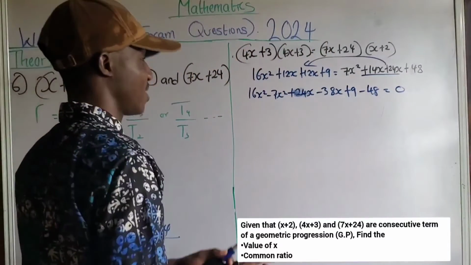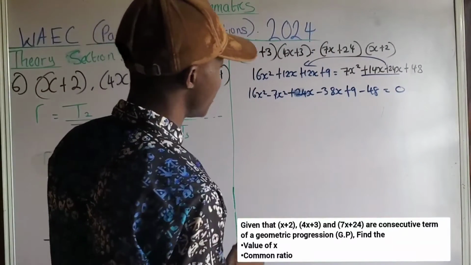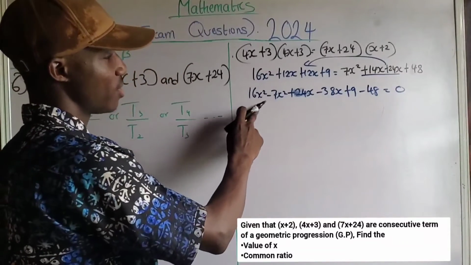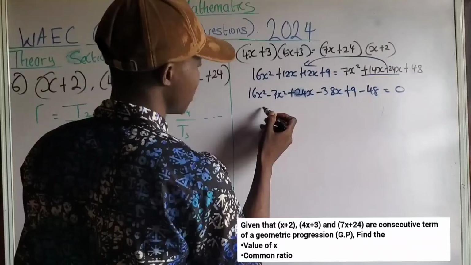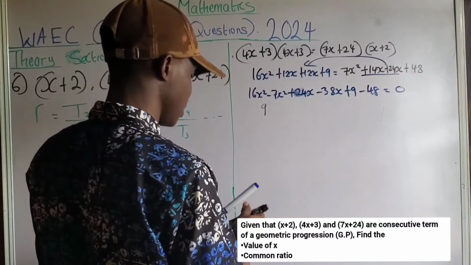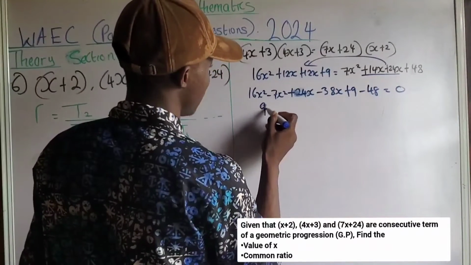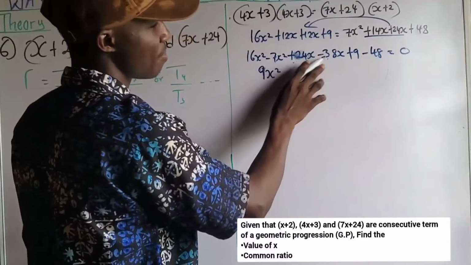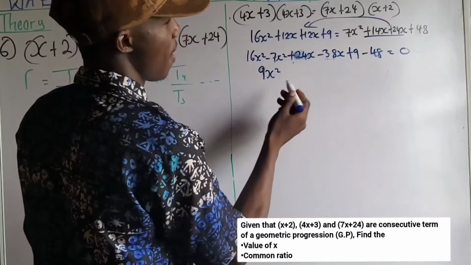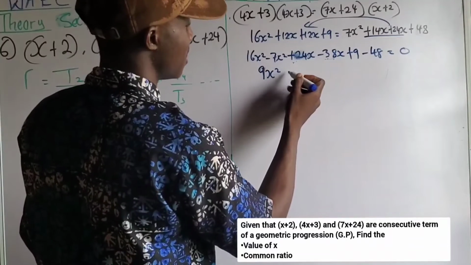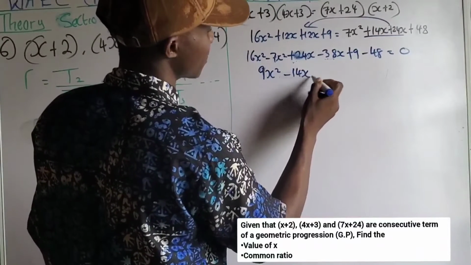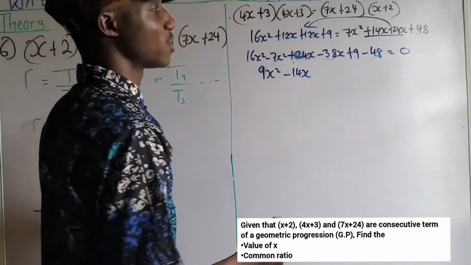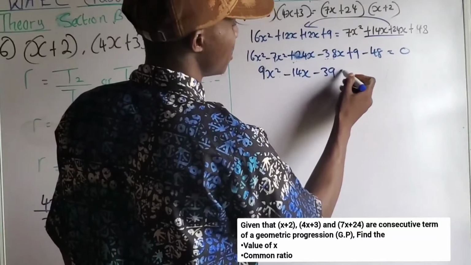Now 16x squared minus 7x squared, that is 9x squared, right? So I'm going to have, let me change the marker here, 9x squared. Okay, let's proceed. Plus 24x minus 38x, that is minus 14x, okay? Now, for the last one, we have plus 9 minus 48, that is minus 39. Minus 39 equals to 0.